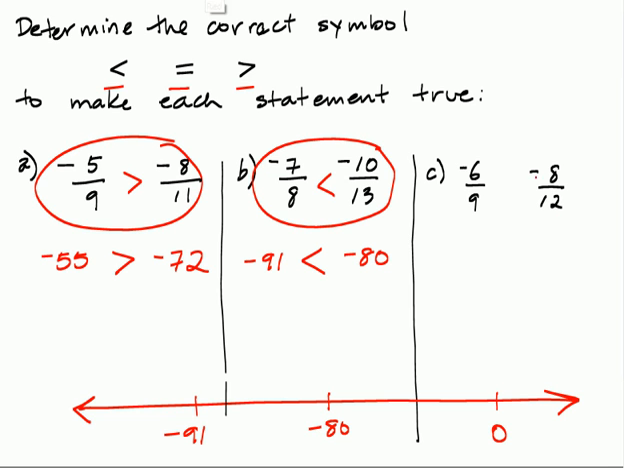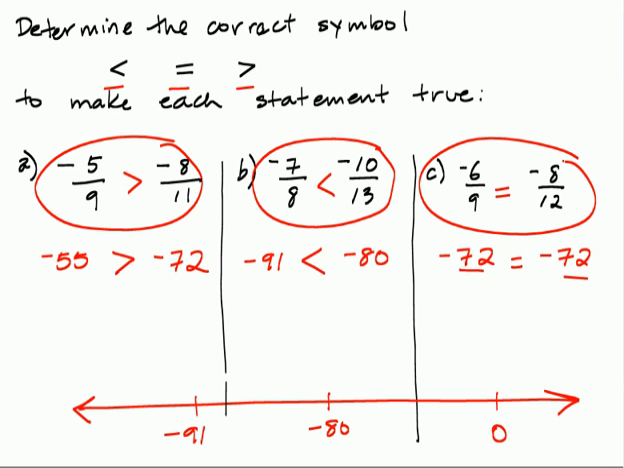Next one, you know what I'm going to do. What number goes here? 6 times 12 is 72, so we're going to get a -72. And then over here we would multiply negative 8 times 9 and also get a negative 72. These two numbers are equal, so those two fractions are equal. Wow, I hope that's a new trick for you guys. That's an easy way to compare fractions.